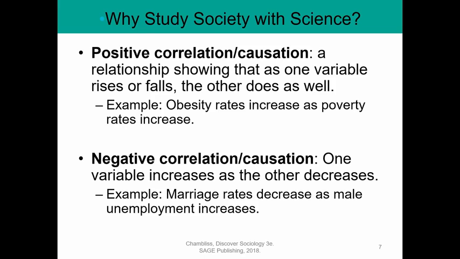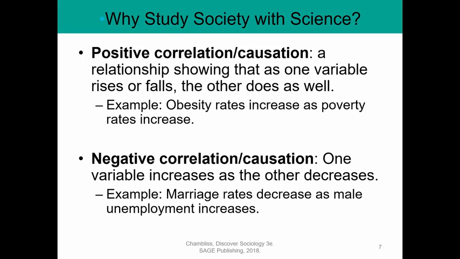So in our hypothesis, we are trying to identify positive causations, or if we can't identify positive causations, we want to look at it either as a correlation or negative causation or negative correlation. Let's talk about those. A positive correlation or a positive causation is a relationship showing that one variable rises or falls when the other does as well. So for example, obesity rates increase as poverty increases, right? That is a positive relationship. So as one goes up, the other goes up.